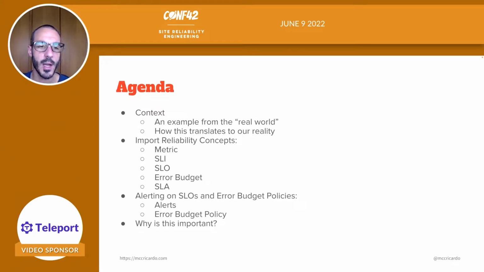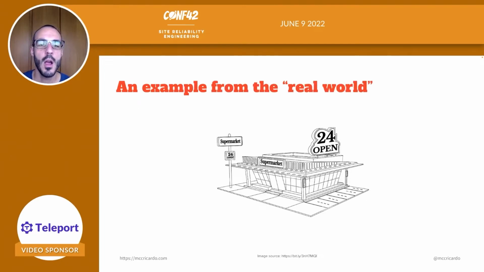So let's start by setting some context for our discussion. An example from the real world that we can think of and draw a parallel to our reality is a supermarket. So if we think a little bit about it, a supermarket is kind of a microservices architecture. So the idea is that I, as a user, go into a supermarket, I do my shopping and I go out.